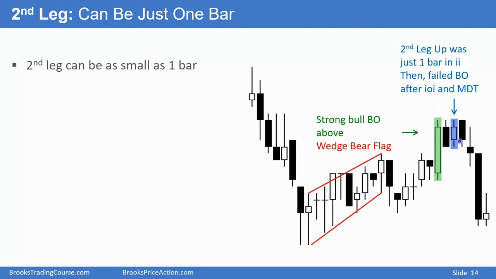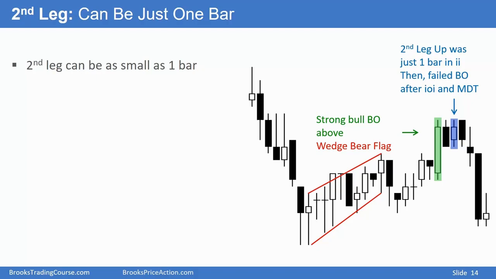Second leg up, a problem. It's basically an II or an III pattern, micro double top, and this is a possible micro double top and a failed breakout. Higher probability to sell below this bar, betting on a failed bull breakout.